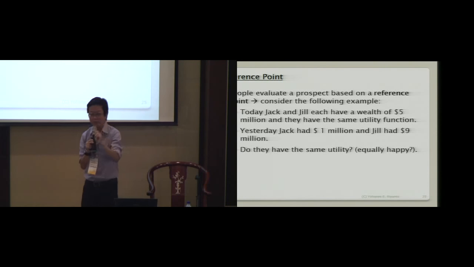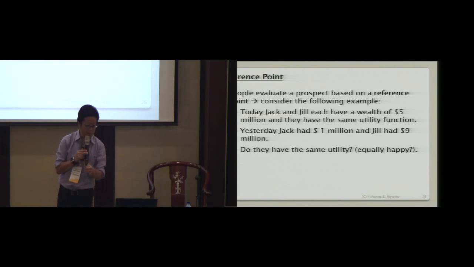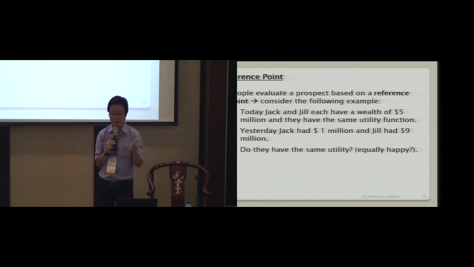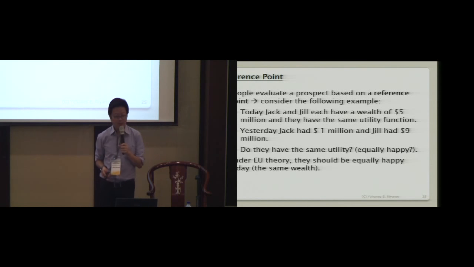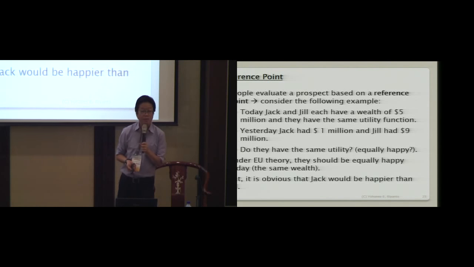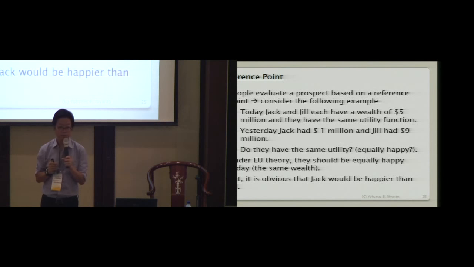So if you use expected utility, what matters is what do you get? You get $5 million now, and Jack 5 million, Jill also 5 million. It's the same. But are they equally happy? No. Why? Who is unhappy? Jill is unhappy because before it's $9 million, now becomes only $5 million. So under expected utility theory, they should be equally happy today, the same wealth. So it's obvious that Jack would be happier than Jill. So reference points is important. That's the second thing from prospect theory.